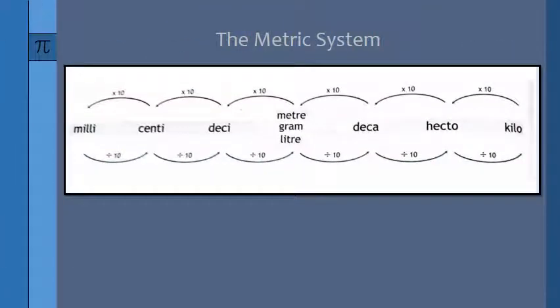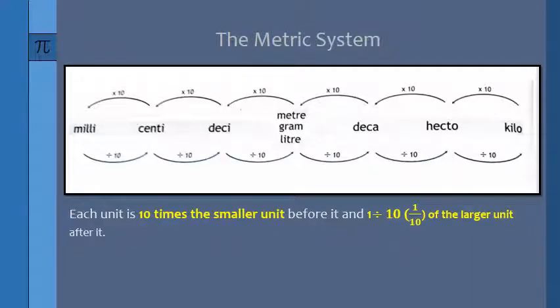Now children, look at the strip given in this picture. You can easily remember the sequence of units and how they are related to each other. Each unit is 10 times the smaller unit before it, and 1 divided by 10 or 1 upon 10 of the larger unit after it.